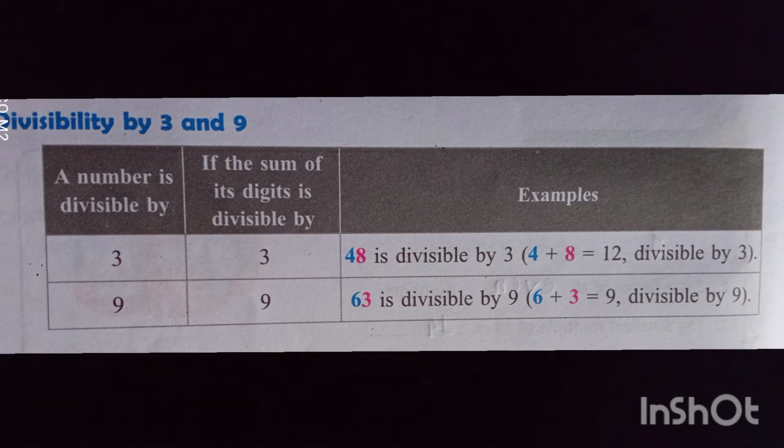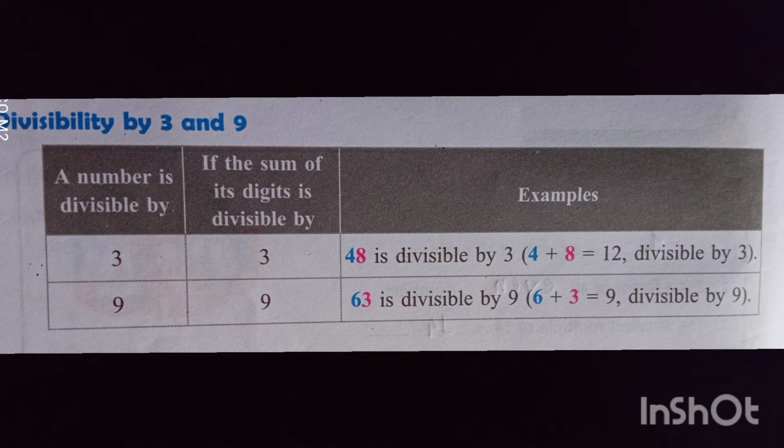Now let us look at the second table, divisibility by 3 and 9. A number is divisible by 3 if the sum of its digits is divisible by 3. For example, 48 is divisible by 3. Why is it divisible by 3? In number 48, there are two digits. One is 4 and another is 8. 48, right? 4 and 8.